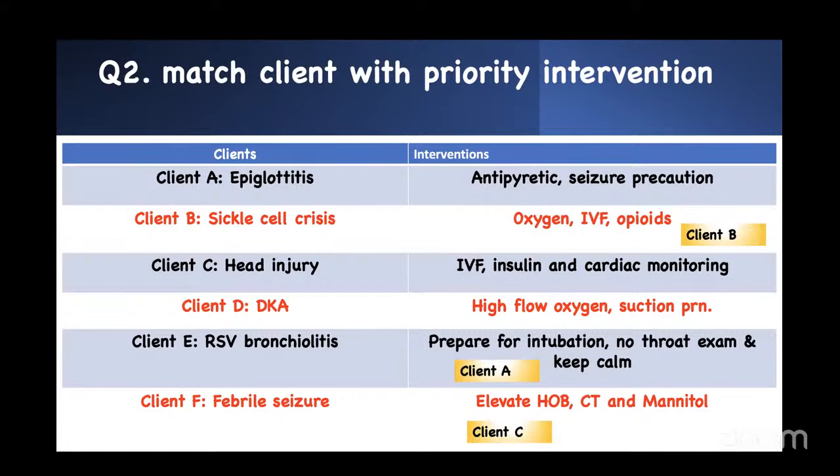A DKA patient is dehydrated, so we're going to give them fluid. And then we give them insulin and cardiac monitoring due to what? The potassium. And of course, RSV infection, bronchiolitis, is also mostly respiratory. So we have to give the patient oxygen, suction them as needed, and continue to monitor them so that they don't get sick. And of course, seizure precaution is for a febrile seizure. So we control the temperature and then provide seizure precaution.